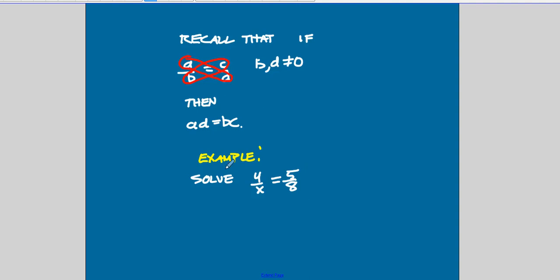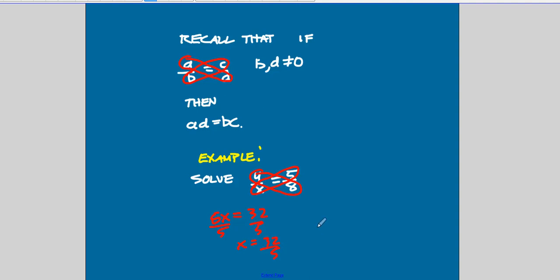So for example, solve 4 over x equals 5 over 8. I'm going to use cross multiplication, so I have x times 5, or 5x, equals 4 times 8, which is 32. So then solving for x, I have 5 times x. To undo multiplication, I use division. So I get x is 32 fifths.